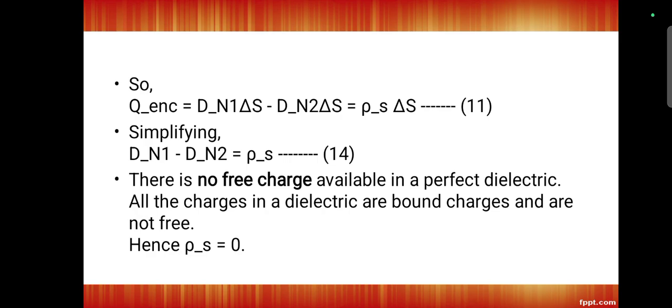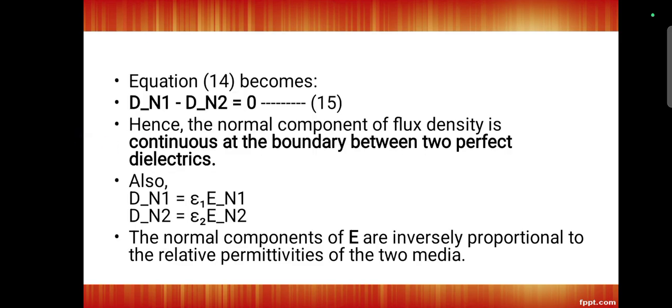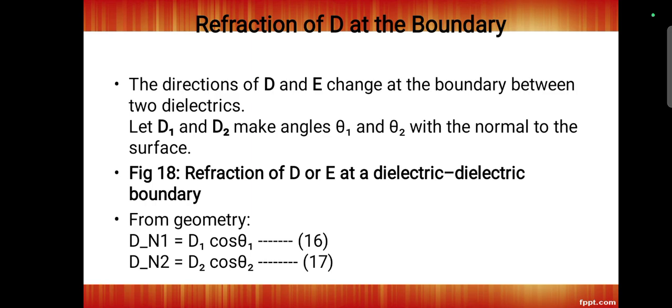There is no free charge available in a perfect dielectric. All the charges in a dielectric are bound charges and are not free. Hence rho s is equal to 0. So Dn1 minus Dn2 is equal to 0. Dn1 is equal to epsilon 1 En1, and Dn2 is equal to epsilon 2 En2.